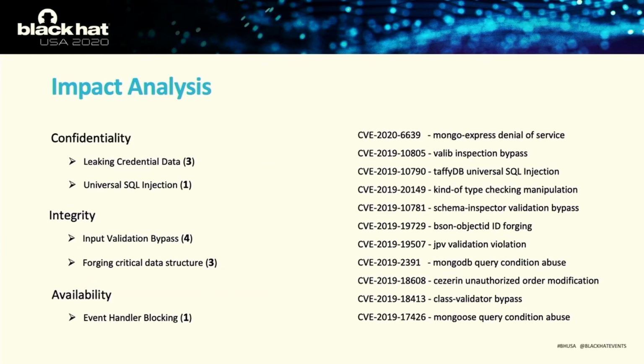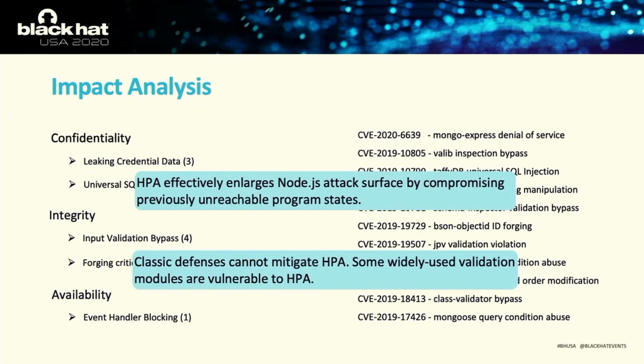So what is the impact of the detected vulnerabilities? We found that HPA can introduce various attack effects, such as leaking credential data, bypassing security checks, and denial of service. Based on the impact analysis, we can observe that HPA compromised previously unreachable program states, which effectively enlarged the attack surface. Also, we could notice that HPA is not a simple input validation problem, and many input validators themselves are vulnerable to HPA.